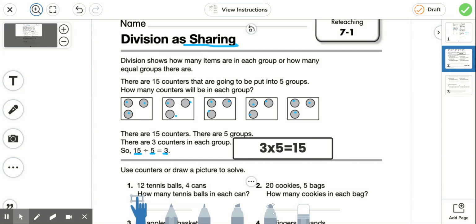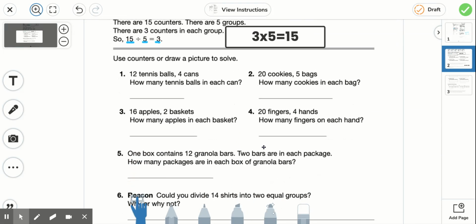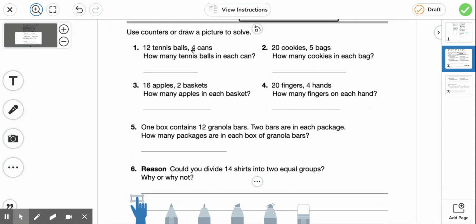Instead of trying to figure out how many we have all together, we're trying to figure out how many each person's going to get. So let's practice this with number 1. 12 tennis balls go into 4 cans. How many tennis balls will be in each can?